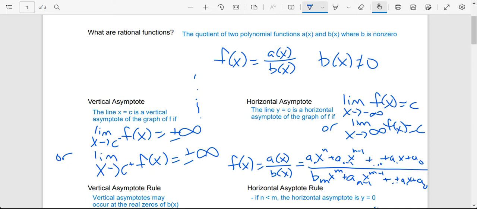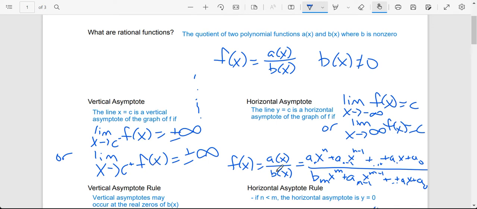And this happens to the graph if one of two things happens, as I wrote right down here. Limit as x approaches c, and this negative sign you may not have seen before. That means from the left. Remember how we talked about limits when they go from the left and from the right, they equal a number. So this is considering if the limit coming from the left is going to positive or negative infinity, or this positive sign up here means it's coming from the right, going to positive or negative infinity.